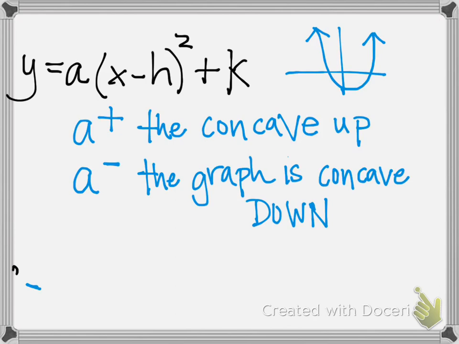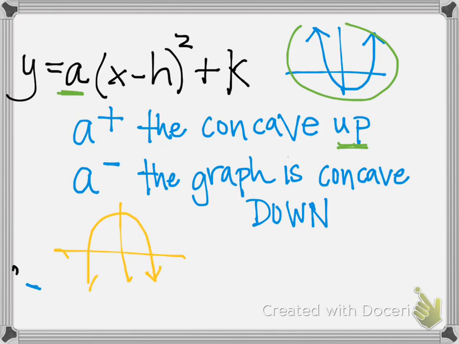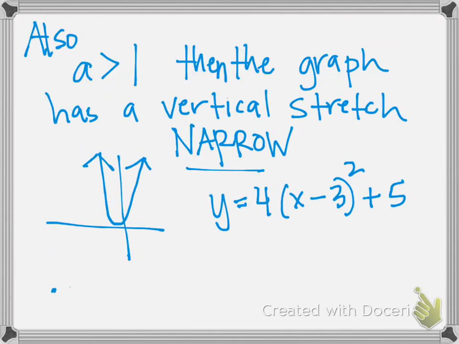The next part of this graph we're going to talk about is the a. We've already learned stuff about the a. The a does two things. First, it is concave up or concave down. If a is positive, the graph goes up, like this one. If a is negative, the graph goes down, or opens down. The other part that a has is that a tells you how narrow or wide the graph opens.